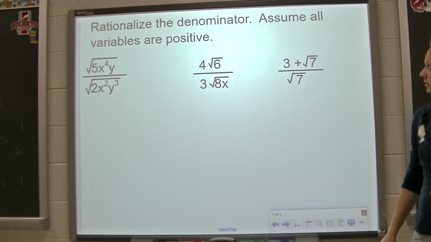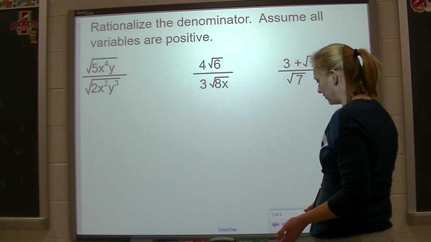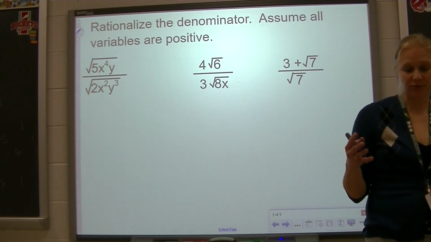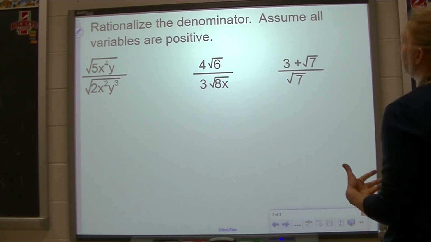Let's look at more problems. Now this is rationalizing the denominator. Again, it's the same as simplifying or multiplying, but to simplify a radical, just like to simplify a complex, you couldn't have i in the denominator. Well, to simplify a radical expression, you can't have a radical in the denominator. So we have to get rid of it.